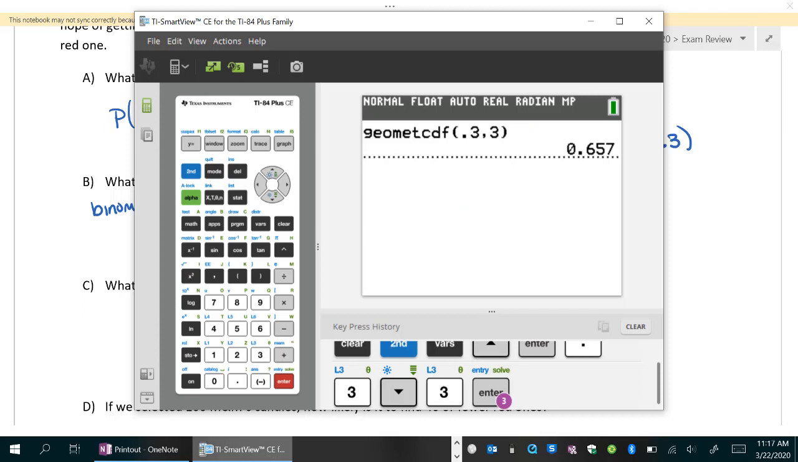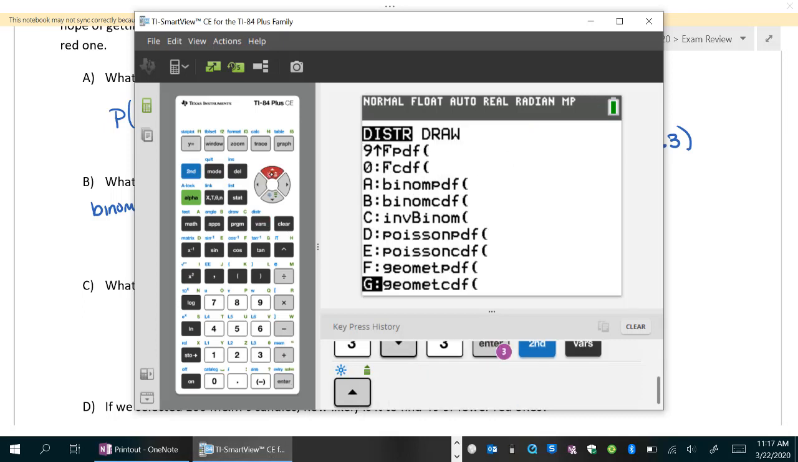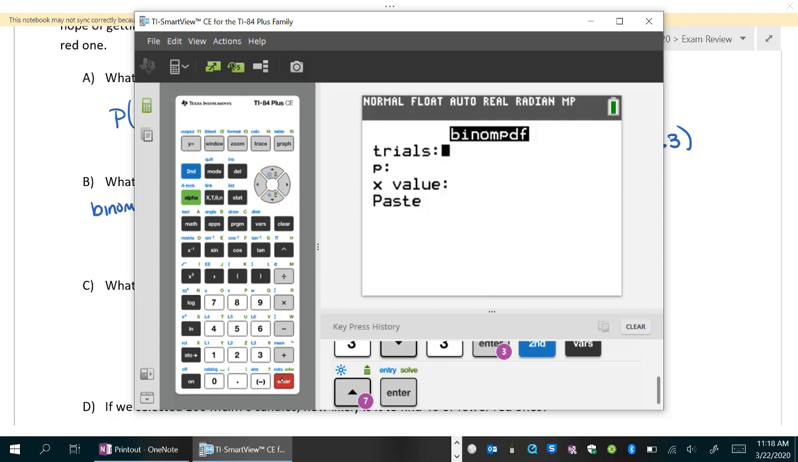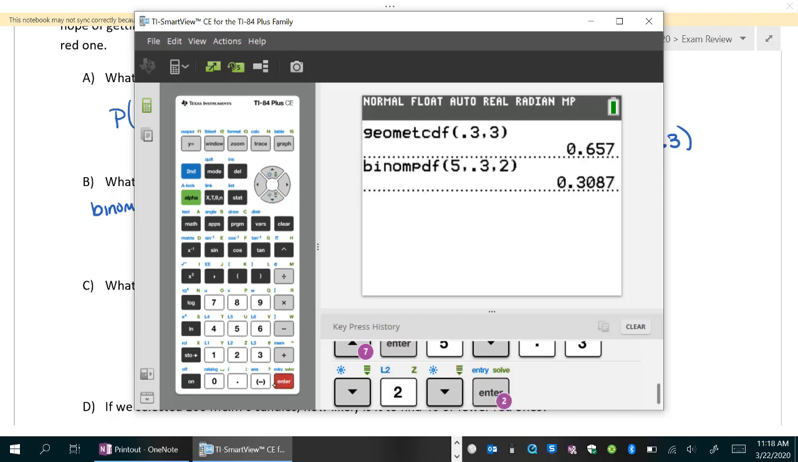So on your calculator, I would probably do second vars. Again, I'm going to go to the very bottom. So I have binomial PDF and CDF. Again, CDF stands for cumulative. So because I want exactly 2 out of the 5, I'm going to choose PDF. So I have 5 trials, probability of success was 0.3, and I want 2 red M&Ms. So I get 0.3087. I would say that is by far the easiest way to do this.